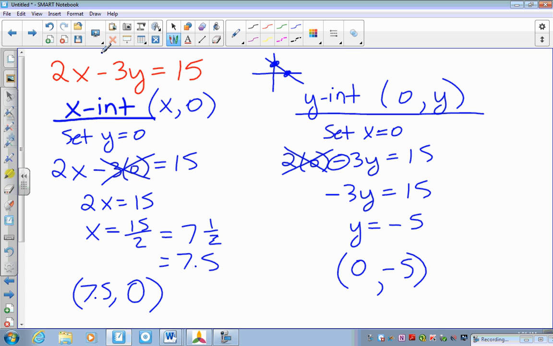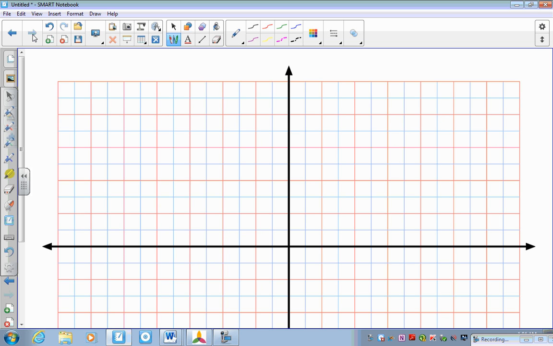Our 2 points were 7.5, 0, so I'm going to go here. 7.5 is exactly halfway between 7 and 8. So I'm going to find 1, 2, 3, 4, 5, 6, 7, 8. Well, here's the halfway point. This is the point 7.5, comma 0.